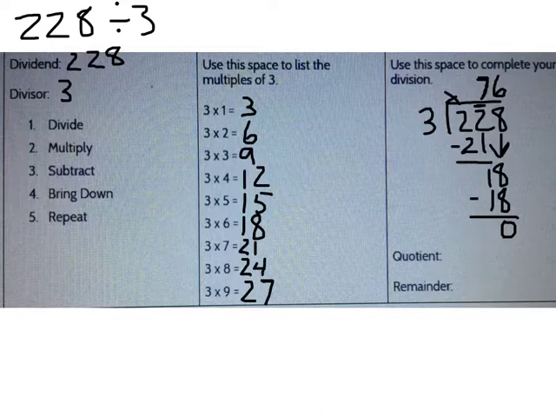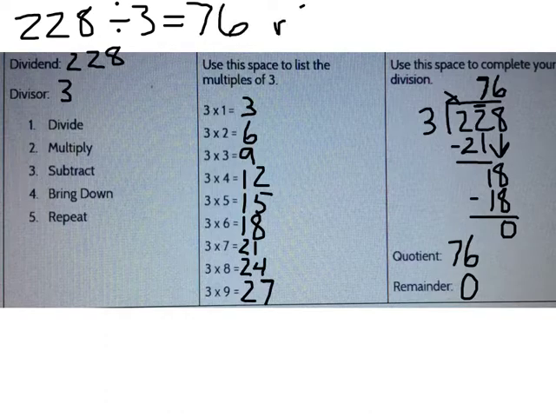What's the quotient? It's 76. What's the remainder? It's 0. The answer to 228 divided by 3 is 76, remainder 0, or just 76.